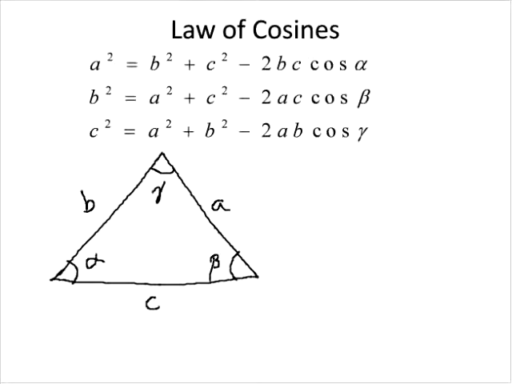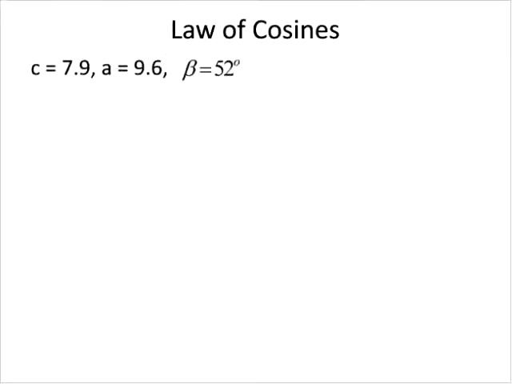Now, these formulas look complicated, but remember they're on your formula sheet, and all they're really saying is that if I want to find, let's say, side C, what I need to know is the other two sides, B and A, and of course the angle in between them. All right, let's look at an example.